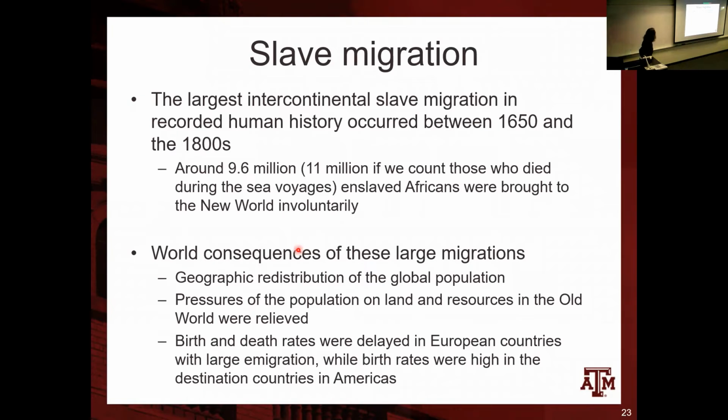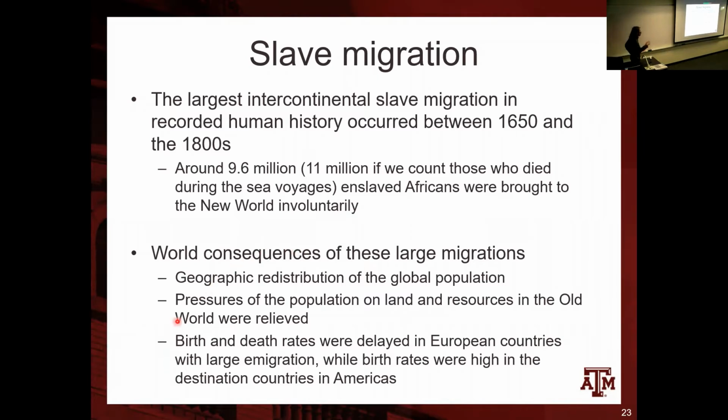The largest intercontinental slave migration in recorded human history happened between 1650 and the 1800s. Around 9.6 million enslaved Africans were brought to the American continent involuntarily, 11 million if you count those who died during the trips. So it's a lot of people who were forced to migrate from one country to the other.